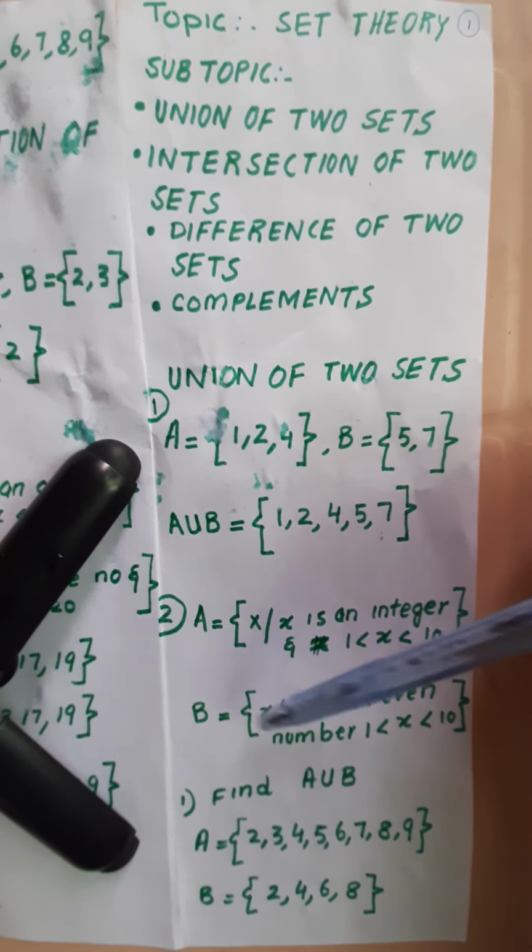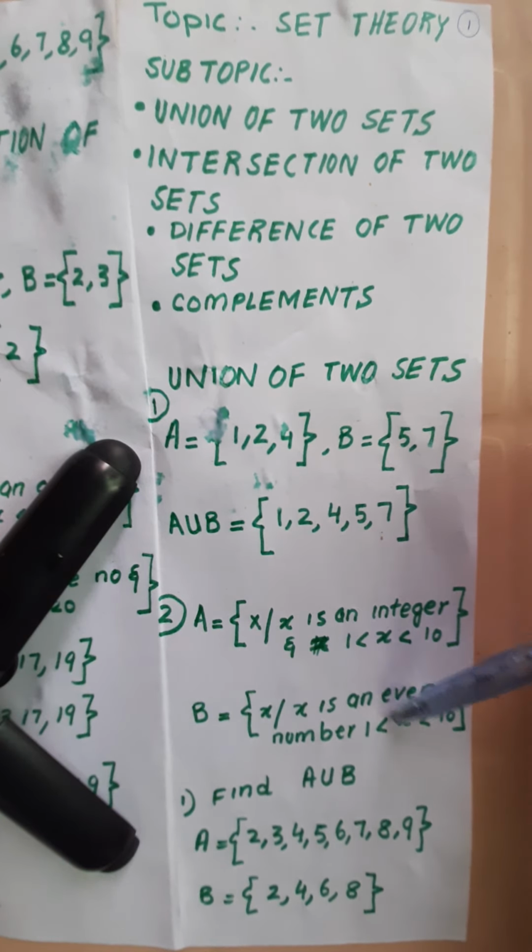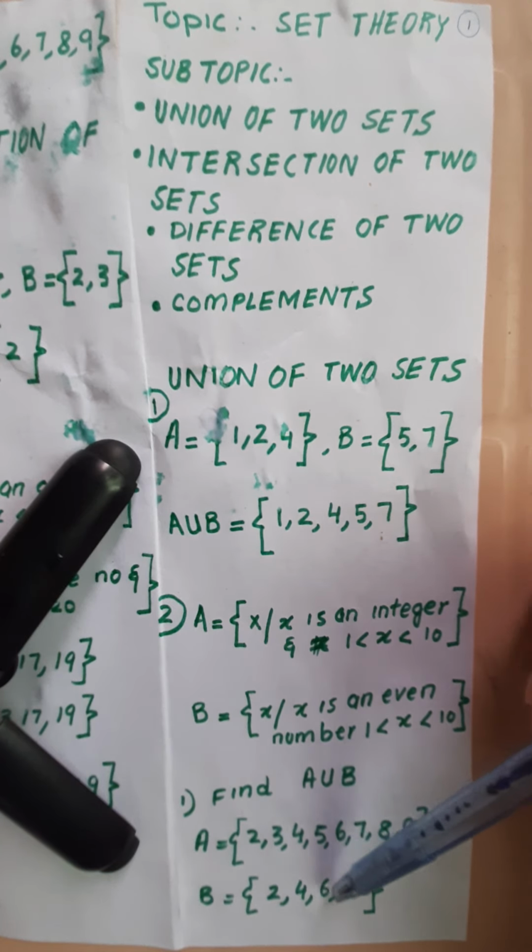Now, set B is x such that x is an even number and x is greater than 1 and x is less than 10. So, even numbers greater than 1 and less than 10 are 2, 4, 6, 8.